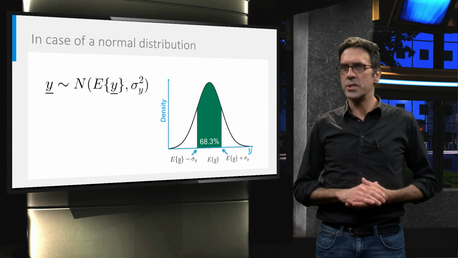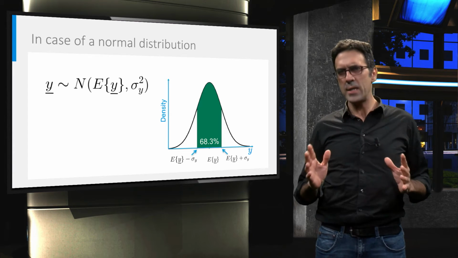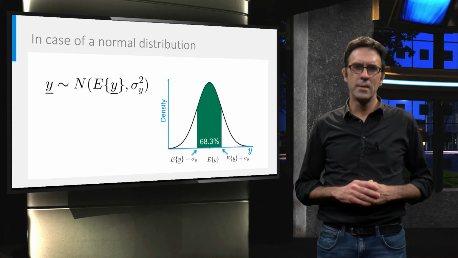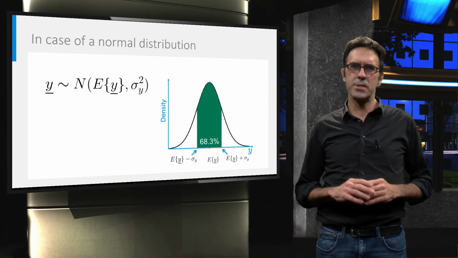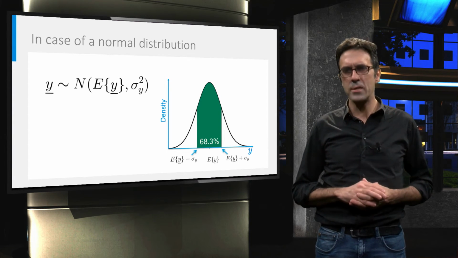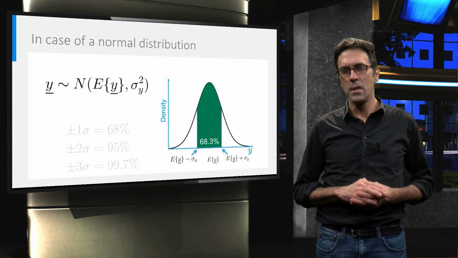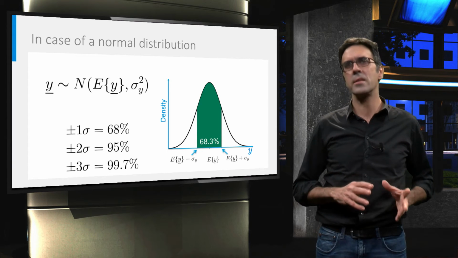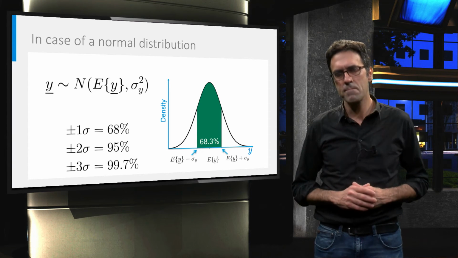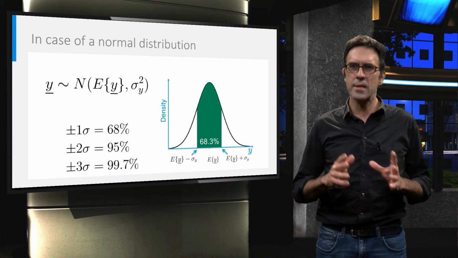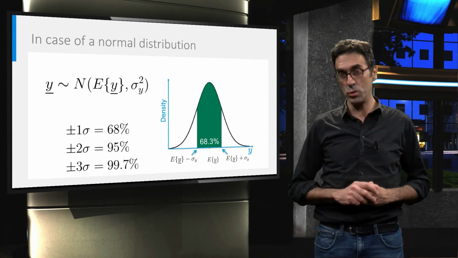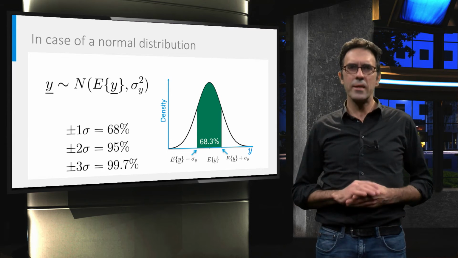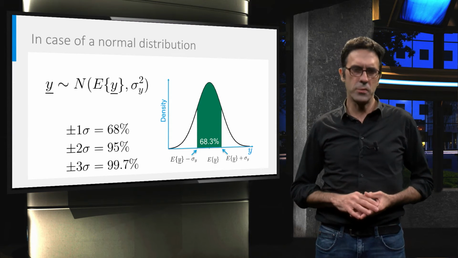In case of a normal distribution, we would represent this spread with the well-known bell curve or Gaussian. The 1 sigma error bar indicates 68.3% of the distribution. The 2 and 3 sigma intervals correspond with 95 and 99.7%. We call this the 68, 95, 99.7 rule. Note that the variance is defined irrespective of the shape of this probability distribution.